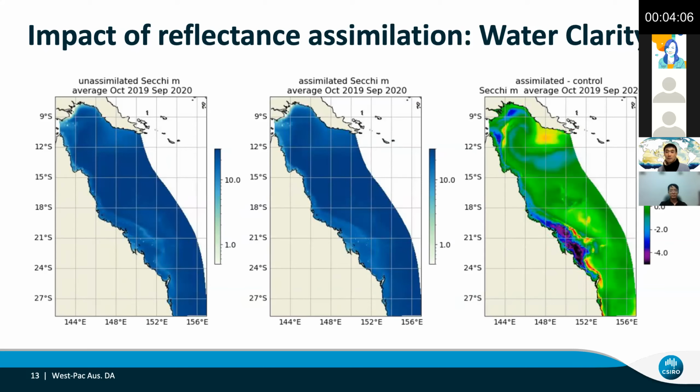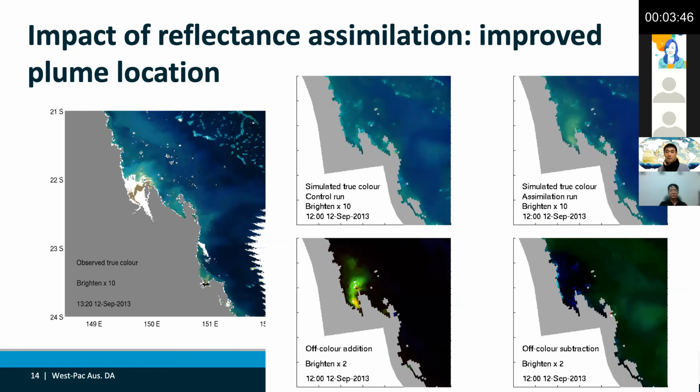Because we've got a bio-optics model, we can also model water clarity, and we can look at differences in water clarity between the assimilated and non-assimilated model. We use Secchi depth as a proxy for water clarity, and you can see the difference there. So the assimilation system reduced the water clarity in the GBR lagoon and increased the water clarity offshore.